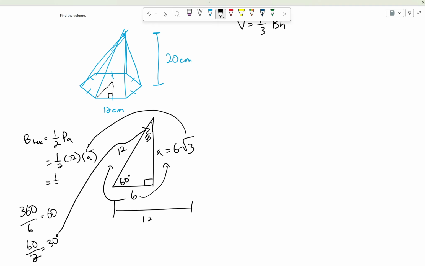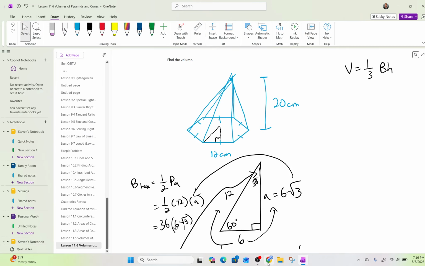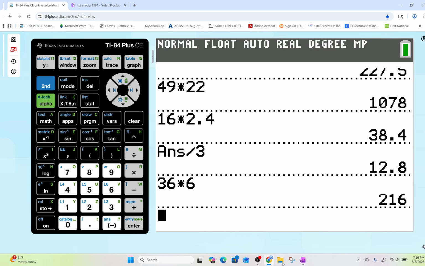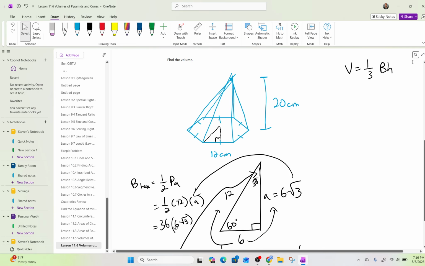1/2 of 72, which is 36, times 6 rad 3. 36 times 6. Tell me, calculator. 216.